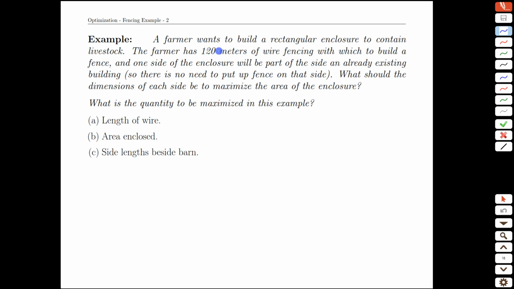All right, notice that there are a number of different elements in the paragraph describing the problem, but the key phrase is this last sentence. What should the dimensions of each side be to maximize the area? And that tells us right away that the area is what we want to maximize. So that also tells us we are going to need a formula for the area based on some other values in the problem. That's where we're going to look next.